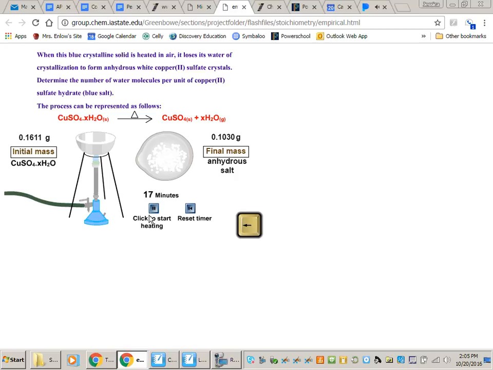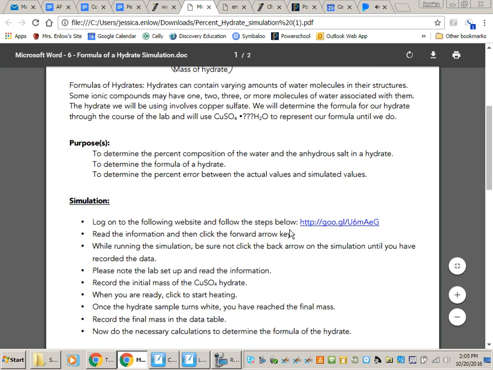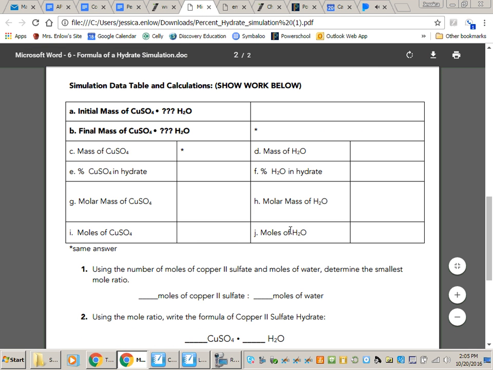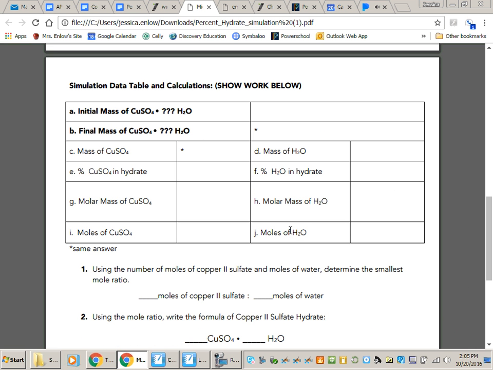On your chart, what you'll see down here is that the initial mass is that very first mass on the very left-hand side of the simulation. The final mass of just straight up copper 2 sulfate, which is what this is, question mark water, is the final mass after the water has been evaporated. That final mass, that star actually does mean write that same thing again. And that's the only data you need from that simulation. After that, it's all you.